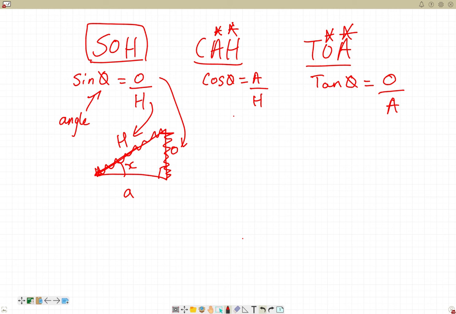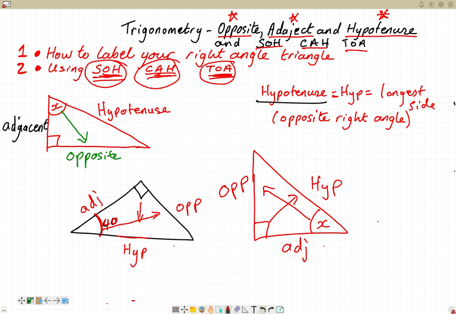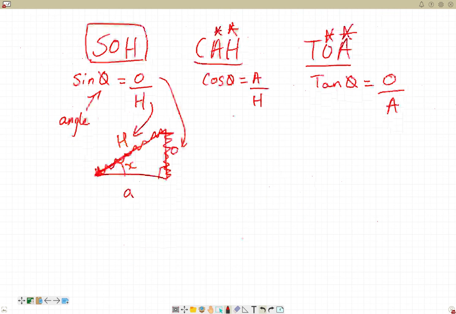Okay, so that's how you label a triangle, guys: opposite, hypotenuse and adjacent. Now make sure you learn SOHCAHTOA and the formulas over here, because in the next video I'm going to show you how to choose the right one to use and how to complete a question using trigonometry.